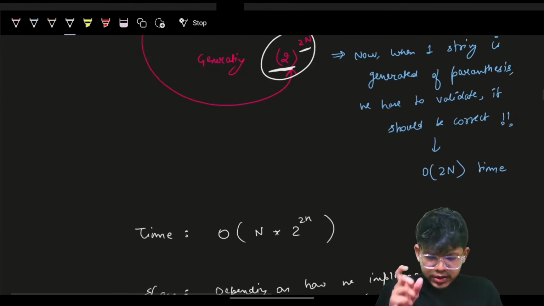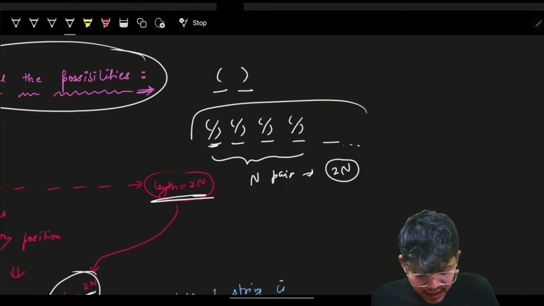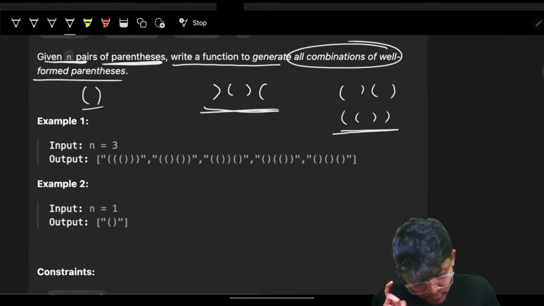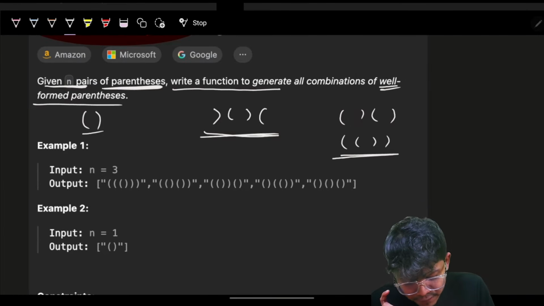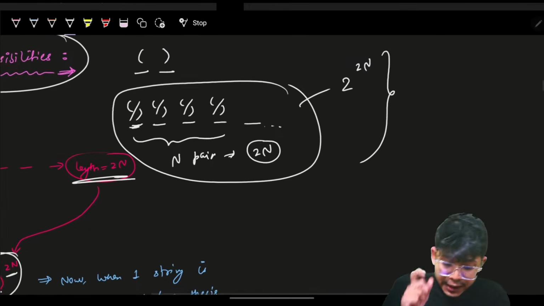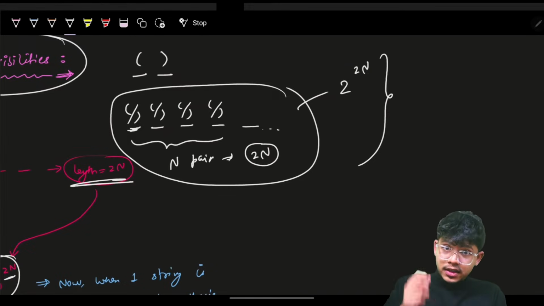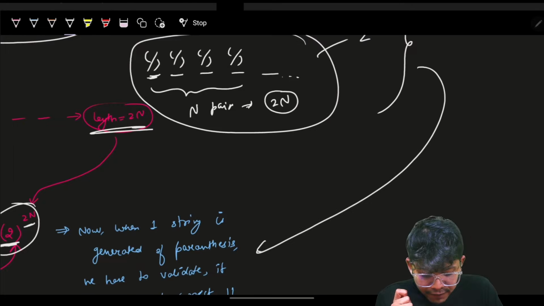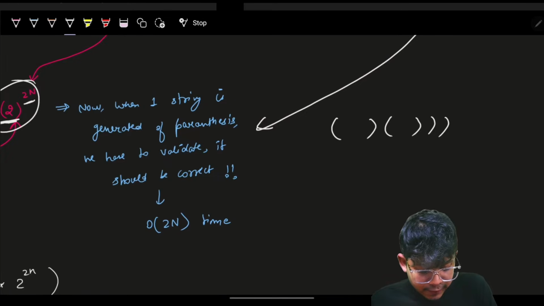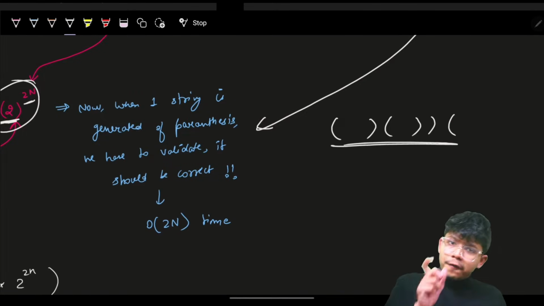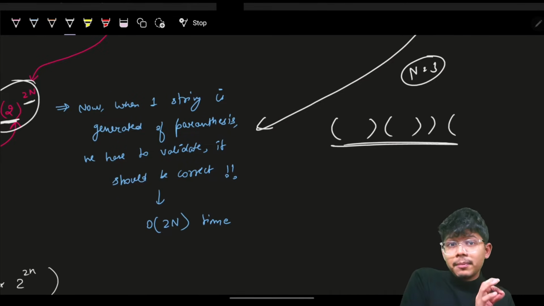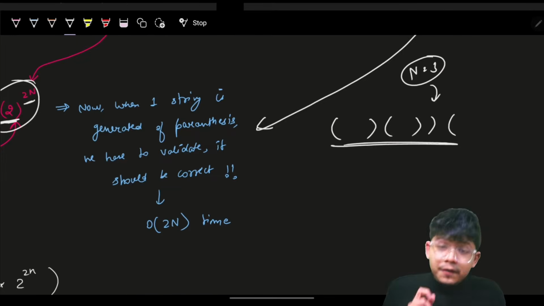Okay, Aryan, if I generate all 2 raised to the power 2n parentheses, you have to return only the well-formed ones. After generating, you have to check whether each specific parentheses string is well-formed or not. Say I give you a string of length 2n, where n equals 3, which means 3 pairs of parentheses. Now you have to figure out if it is well-formed or not.